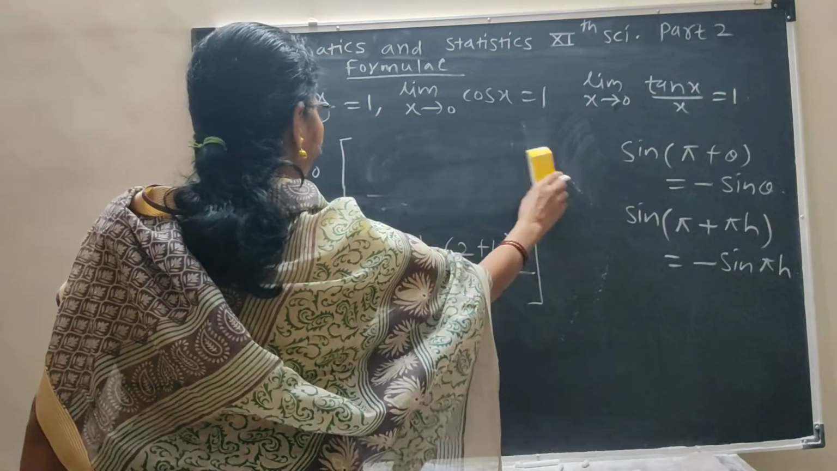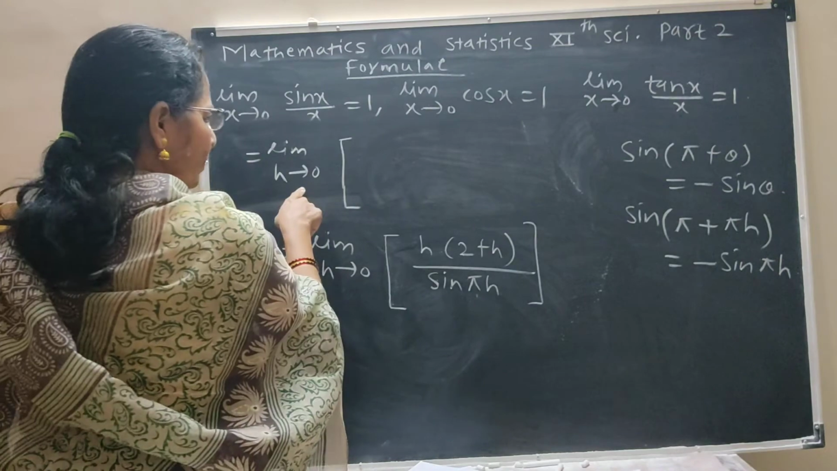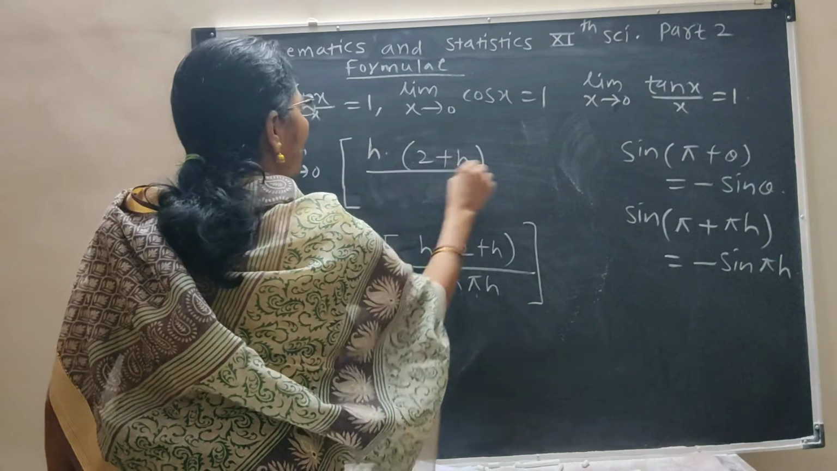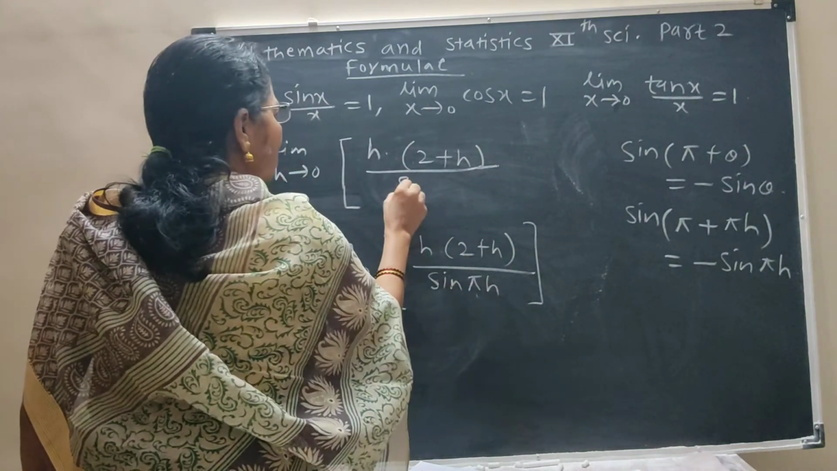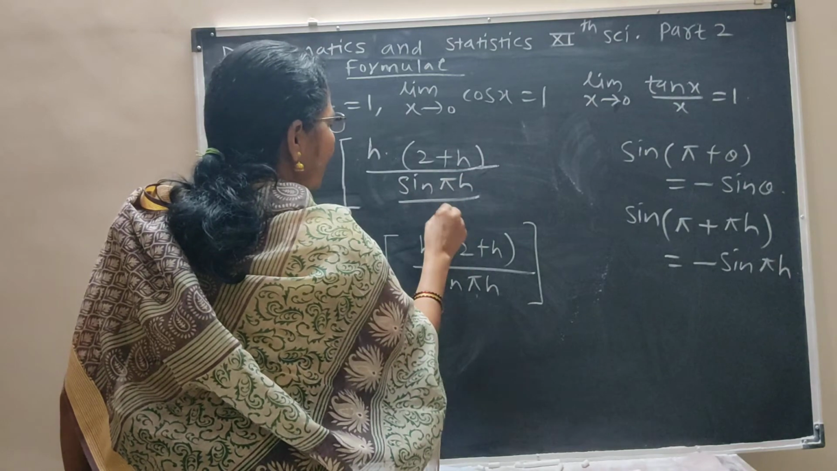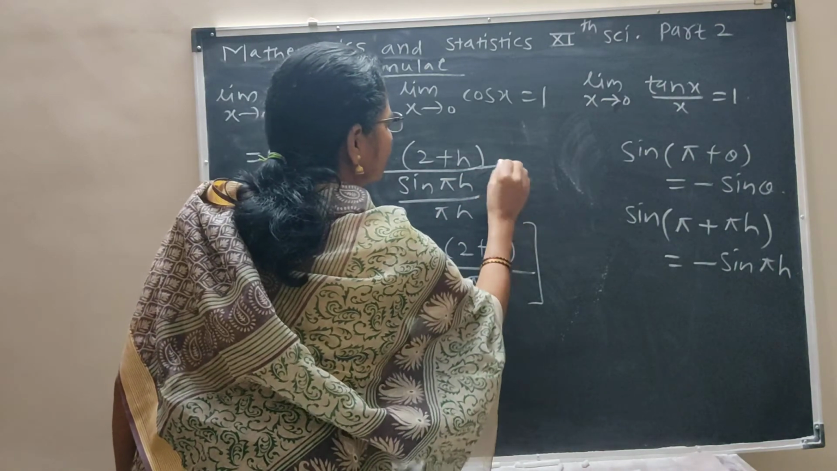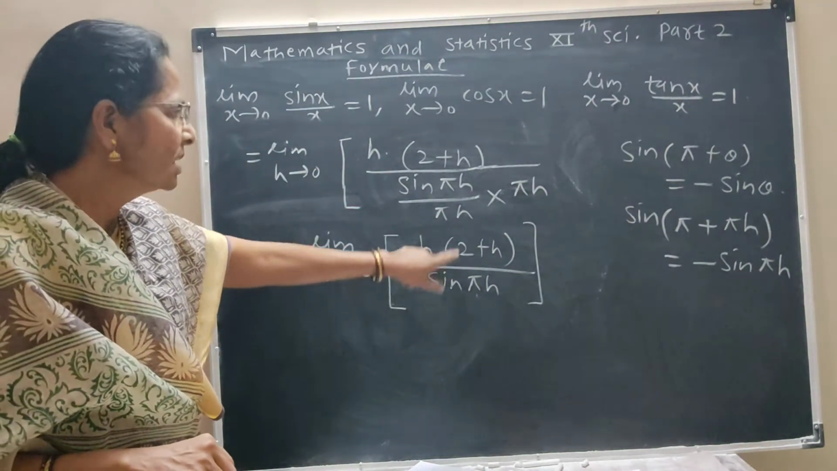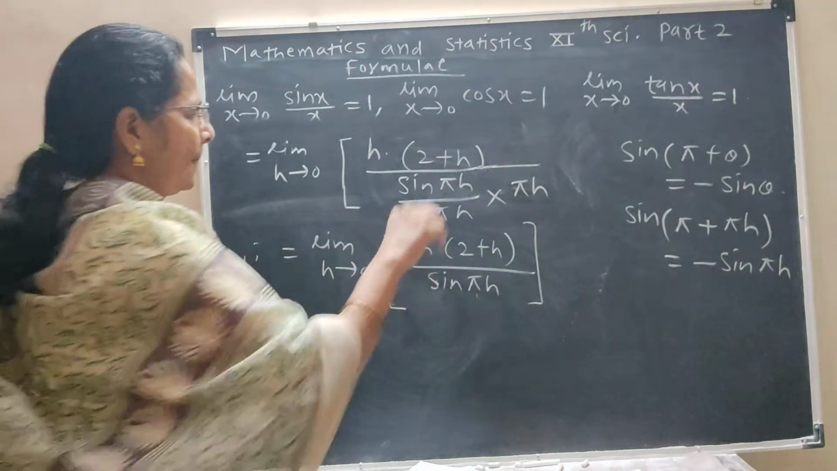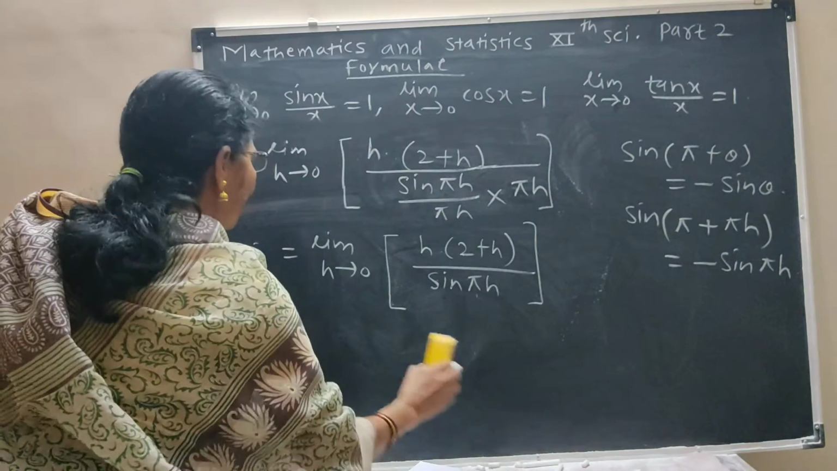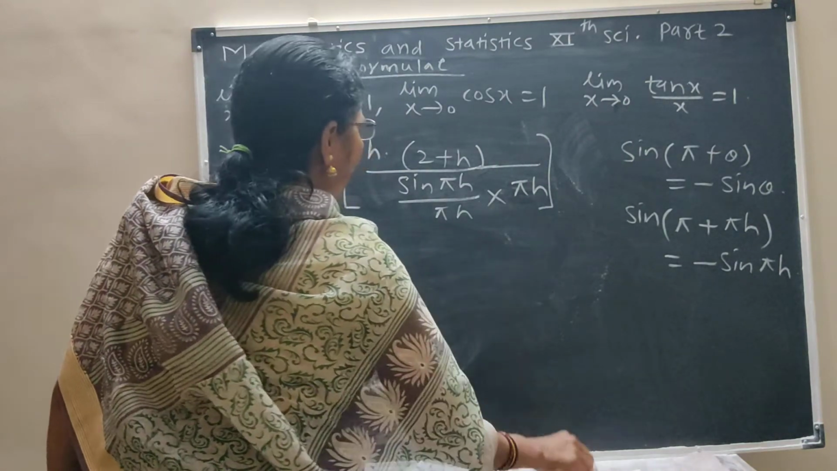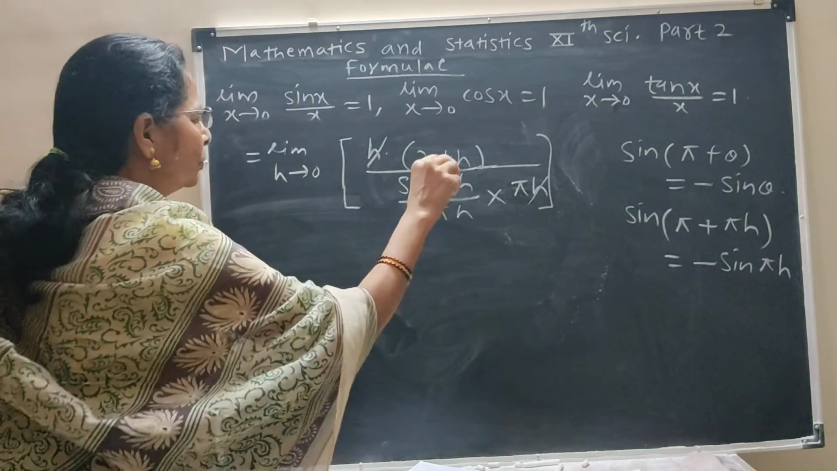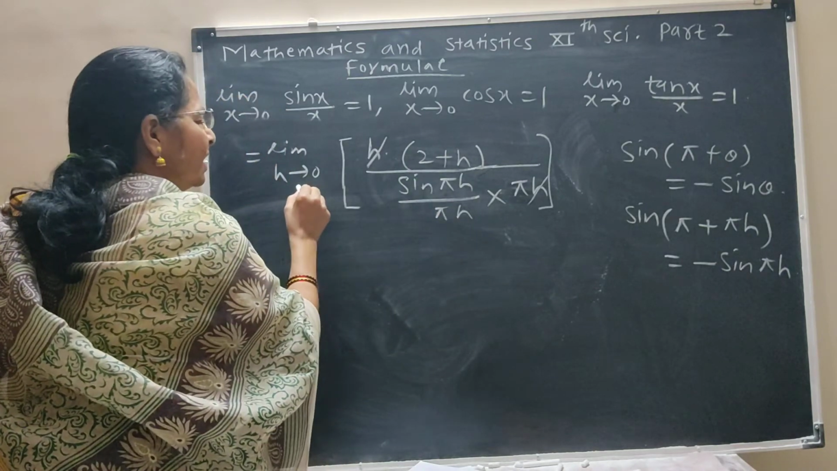Next step: h tends to 0, h as it is, (2 plus h) upon, adjusting the formula of sin, sin pi h upon pi h into pi h. The value of h gets cancelled from numerator and denominator. The value of sin pi h upon pi h at this limit is 1.